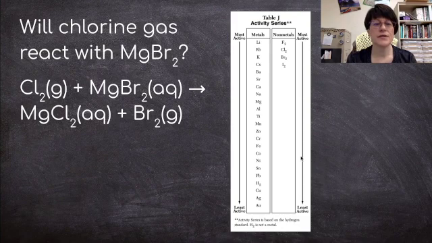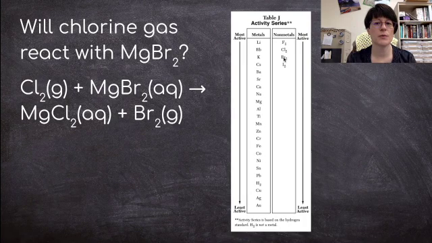Now, using the other side of the table, a question I might ask is, will chlorine gas react with MgBr2, so magnesium bromide? So here's the equation. I see that chlorine and bromine are involved, so chlorine is above bromine, and that's what I want to replace the bromine with. So yes, it will take place because chlorine is more reactive than bromine.